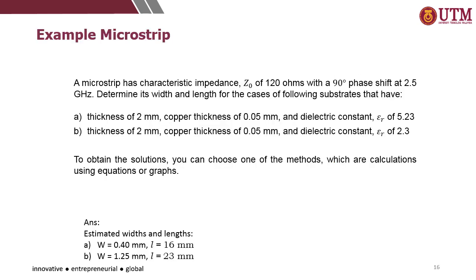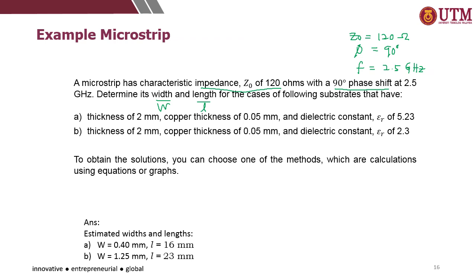Okay, let's look at an example on microstrip transmission line. Given the microstrip that has characteristic impedance Z0 equal to 120 ohm, with a 90-degree phase shift, so phi equal to 90 degrees at f equal to 2.5 gigahertz. Determine its width and length, so the W and the L, for the cases of the following. Again you have two different substrate materials.